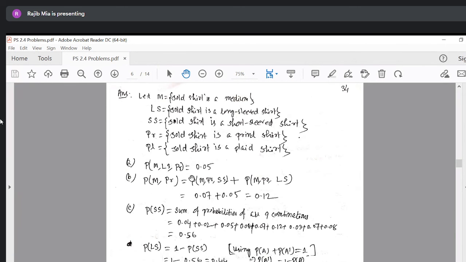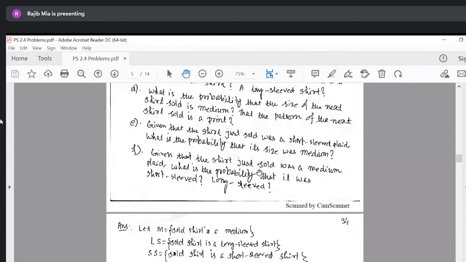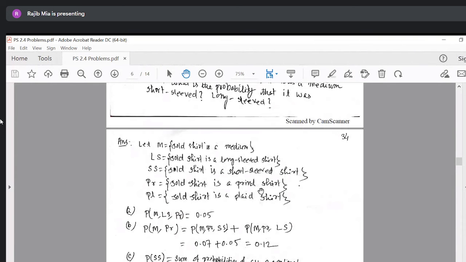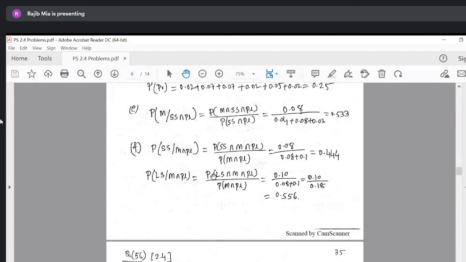And the second part: given that the shirt just sold was a medium plaid, what is the probability that it was long sleeved? M intersection PL is given, and long sleeved means LS. So you have to find probability of LS given M intersection PL. And you can easily find this.